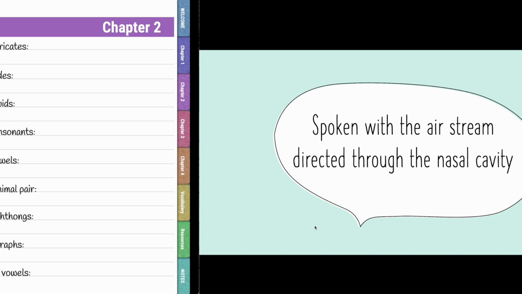Spoken with the airstream directed through the nasal cavity, we're going to be sending those voiced sounds up into our nose and out our nose. And so you cannot say them without your nose. So if you plug your nose, you won't be able to make the sound. Now, I've done this with students before with m, n, and ng.